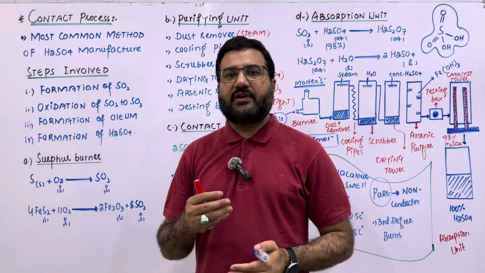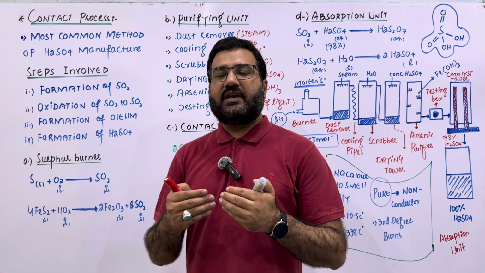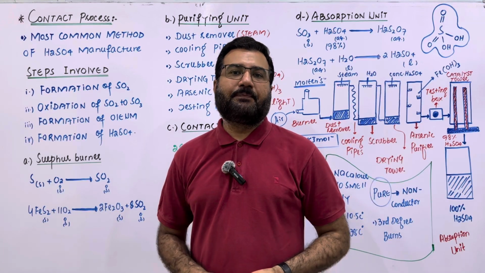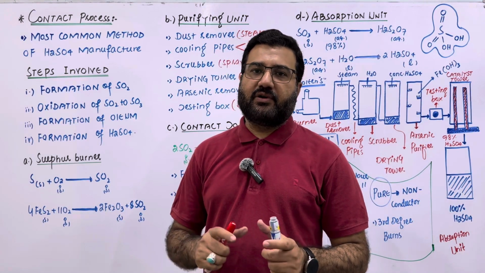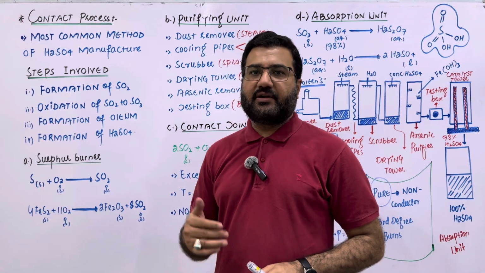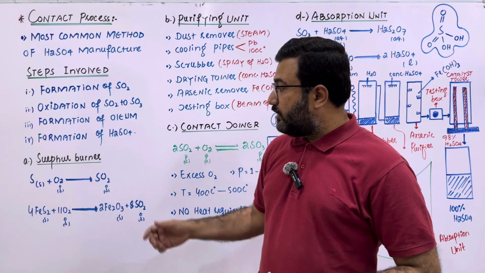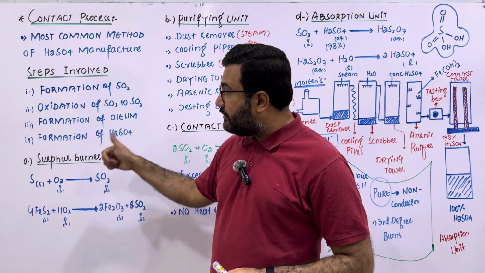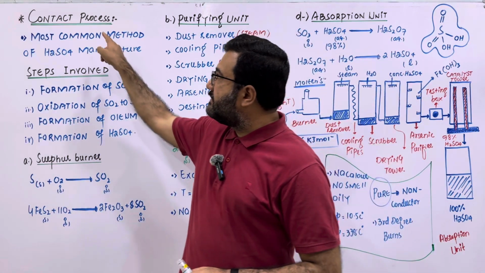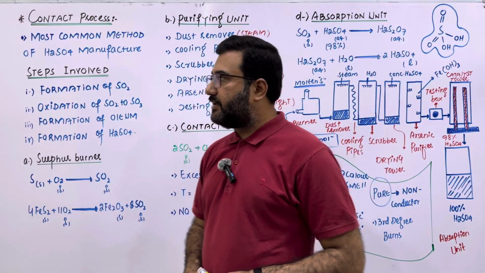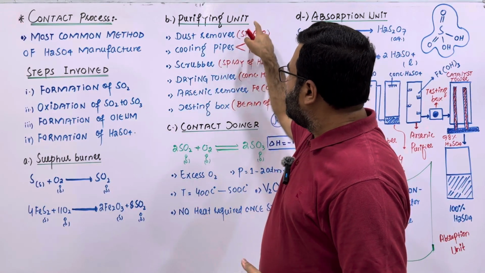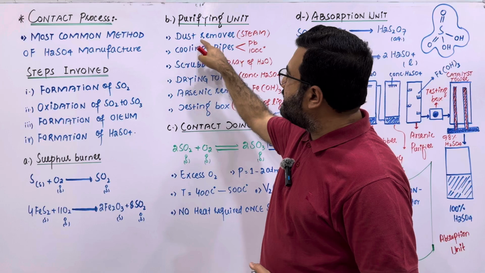It contains different impurities. So it is very important to purify this sulfur dioxide gas before it is introduced into the contact tower, where it will be in direct contact with the catalyst. Because the SO2 comes in direct contact with the catalyst, this is called the contact process. The purifying unit consists of a dust remover.